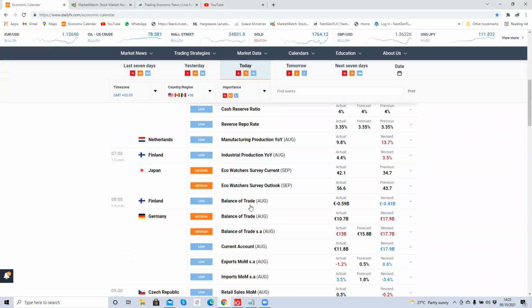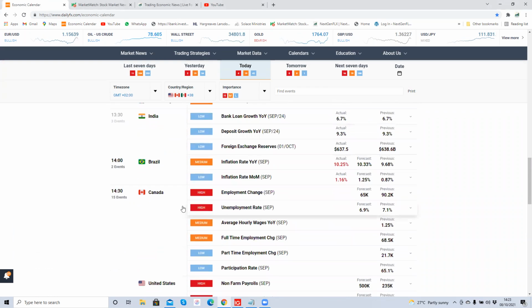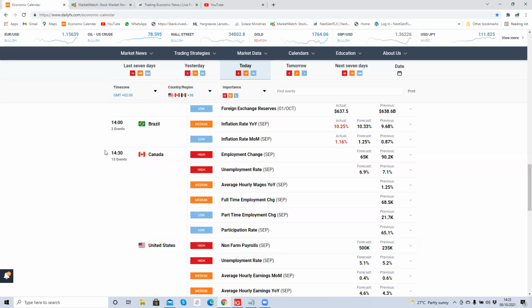Looking at the economic calendar today, we already know the Canada unemployment rate and most importantly, the United States unemployment rate and non-farm payrolls, all due out shortly at 2:30 GMT +2. It's in about 7 minutes time.